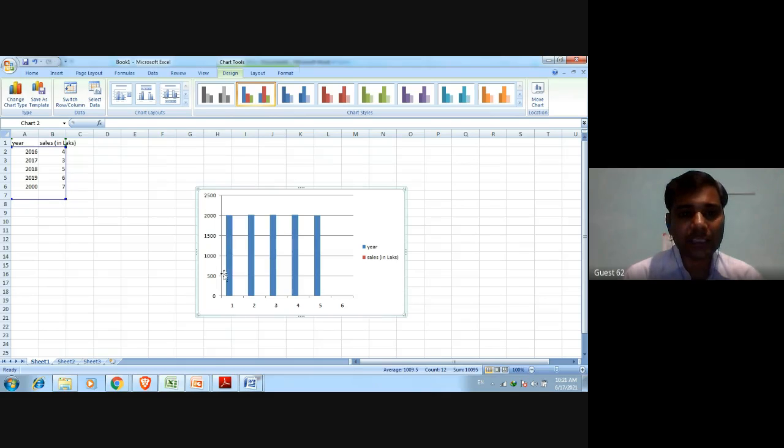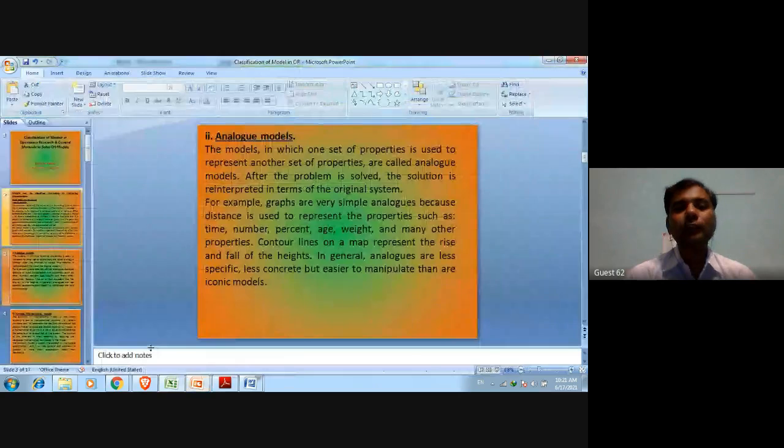Now you can also change this. Here you have to represent, so you can change either X or Y or Z according to the condition. Here this graph is not proper because we have not specified any scale. So you can represent your information or data, either in percentage, age, weight, or number, in a graph. The model that is presented in a graph or chart is called your analog model.